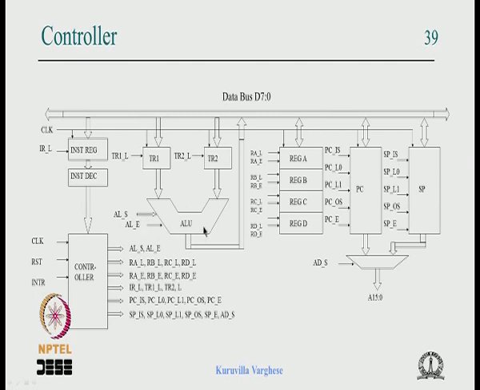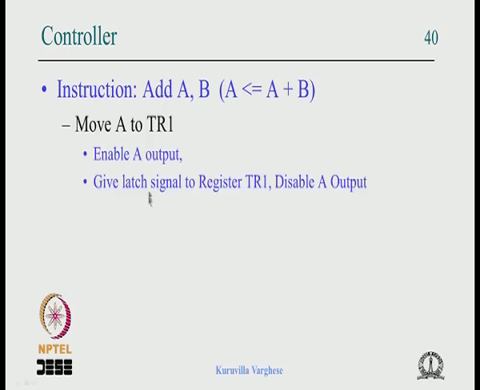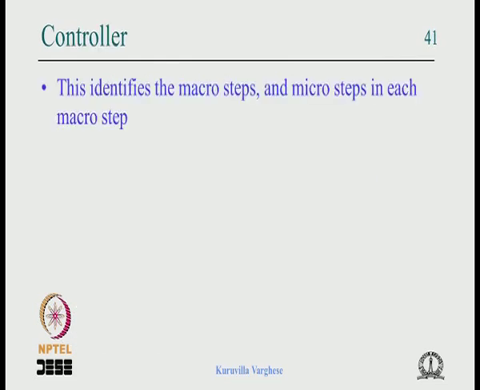As I said, there are various units. Through a multiplexer the output comes, and tri-state gates are there at the output of the multiplexer. The enable signal of that is this one. So you give this enable signal, A latch, and the clock comes, it is transferred and it is disabled. So that is what is there. Move A to TR1 is a macro step which is enabling A, giving the latch signal, and the clock comes, it is transferred, and disable A, everything is done. Then moving B to TR2, selecting the ALU operation, and then moving the ALU output back to the register A.